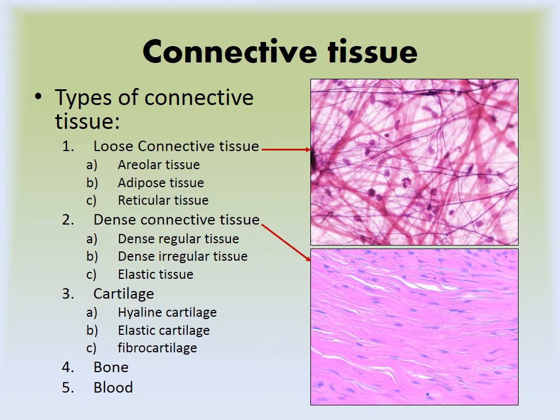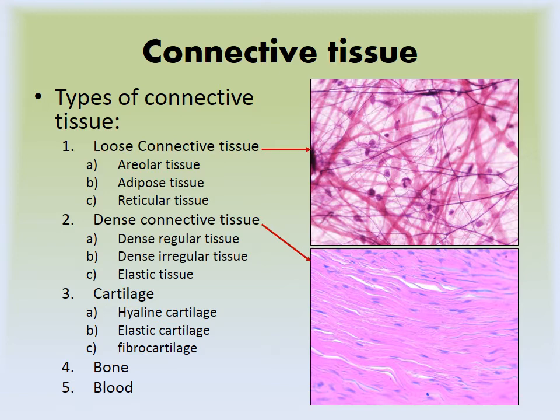The second type of connective tissue is dense connective tissue, which you can see down here in the second picture at the bottom, and it looks quite different than the loose connective tissue. And of course, the subcategories to the dense connective tissue would be dense regular tissue, dense irregular tissue, and elastic tissue. The third type of connective tissue is cartilage. There's hyaline cartilage, elastic cartilage, and fibrocartilage within our body, and we're going to talk about each one of those types of cartilage.